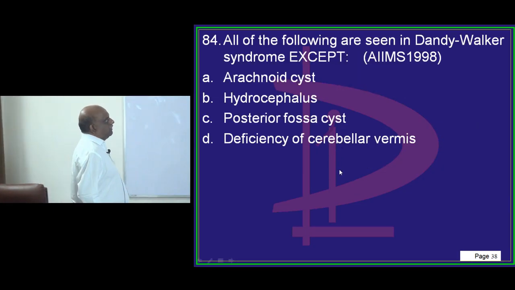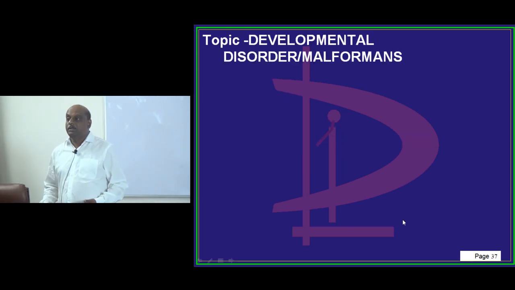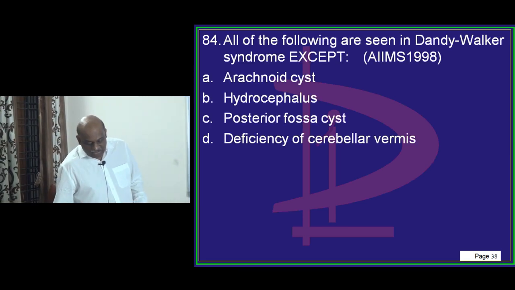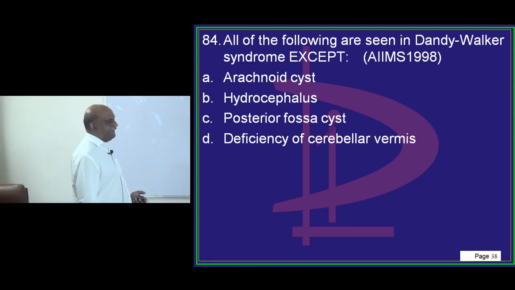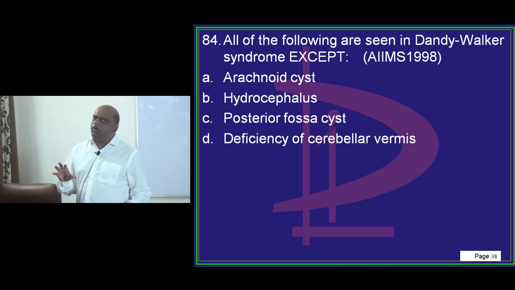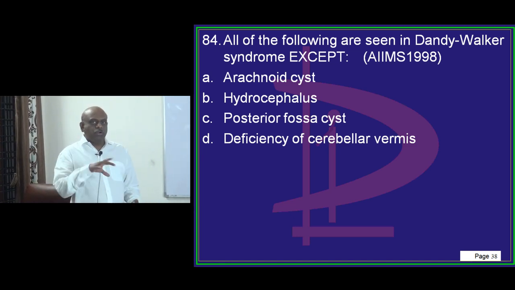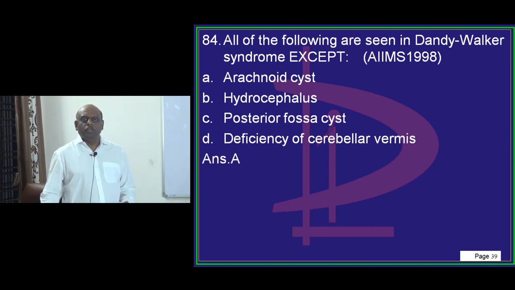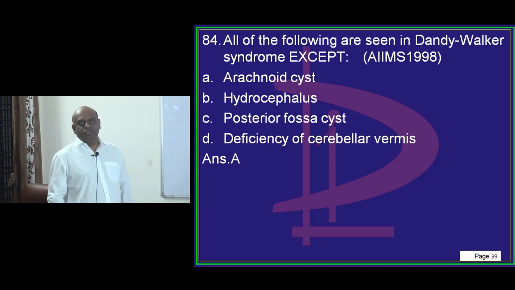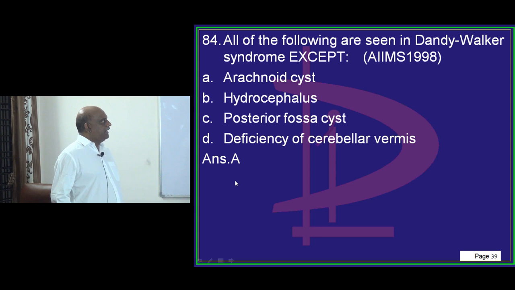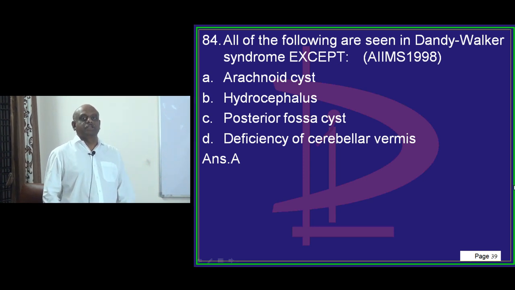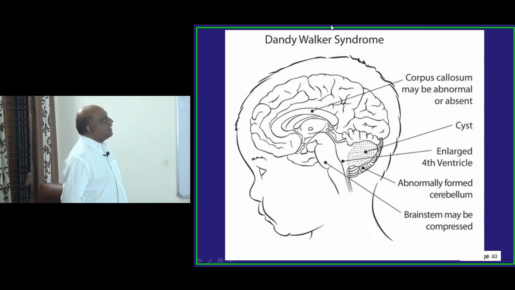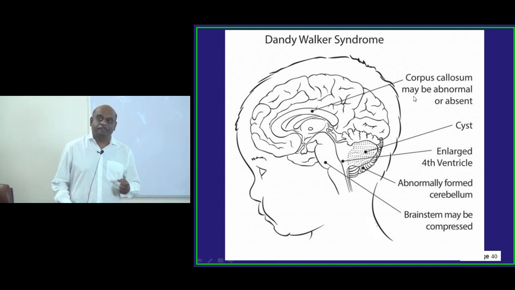Now, the next important topic is developmental disorders and malformations of the CNS. In Dandy Walker malformation, what are all the features that you see is the favorite question of the examiner. So, we find a hydrocephalus, a posterior fossa cyst, and the deficiency of the cerebellar vermis whenever patients are having Dandy Walker cyst. So, let us talk about what is Dandy Walker cyst.